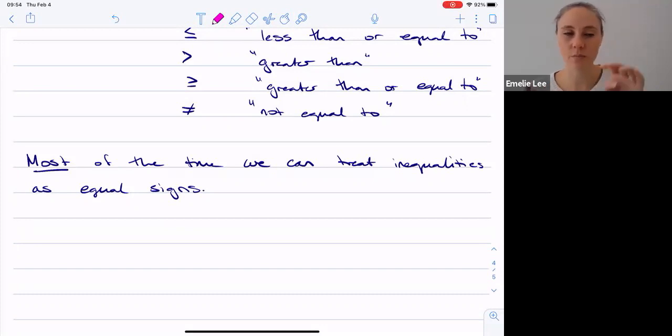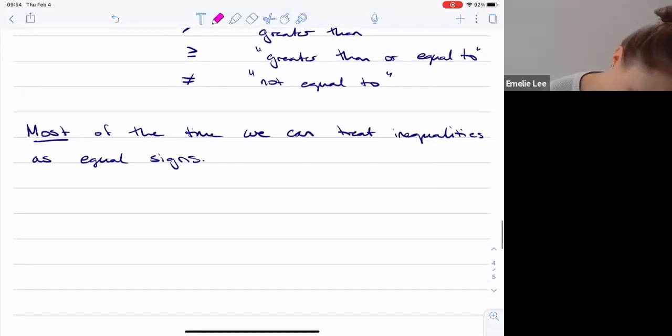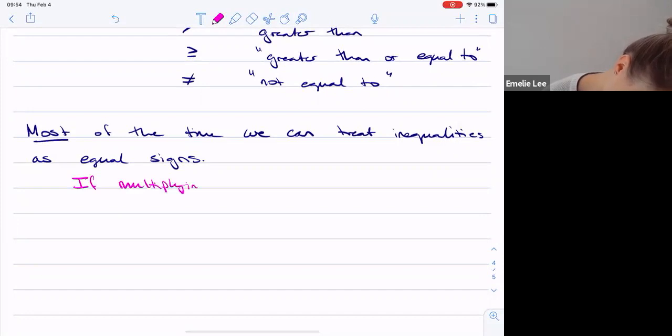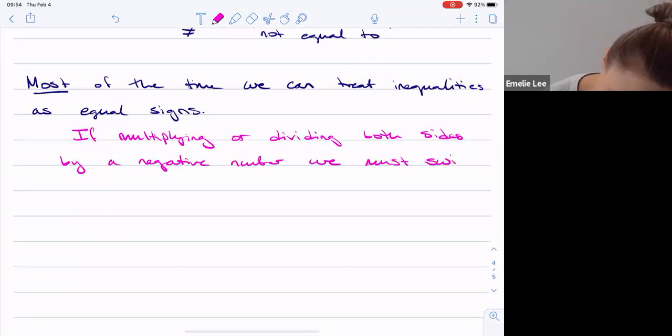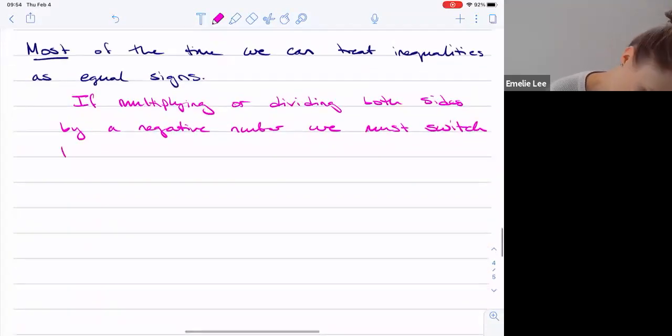The only time that you need to put like a brain stopper on is if you're multiplying or dividing by a negative number. If multiplying or dividing both sides by a negative number, we must switch the direction of the inequality.